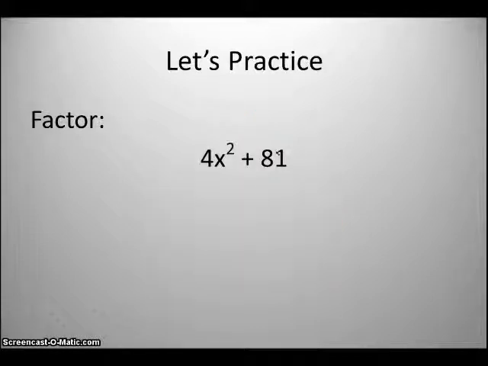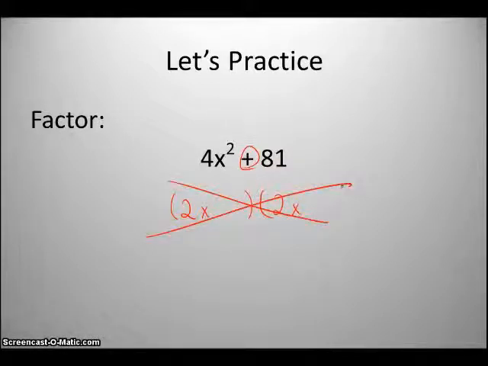Okay, what about 4x squared plus 81? Well, can I take the square root of 4? Sure, that's 2, and x squared, that's going to give me an x. So 2x and 2x, 81. Oh, uh-oh. What's wrong with this? I have a positive. It's not a difference of two squares. It's a sum of two squares. So I cannot factor this because of that little bitty plus sign. So I'm finished. There's nothing I can do with this problem.